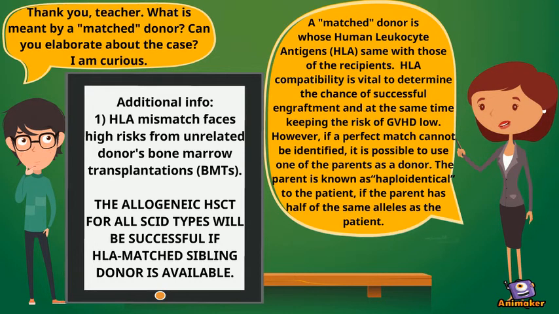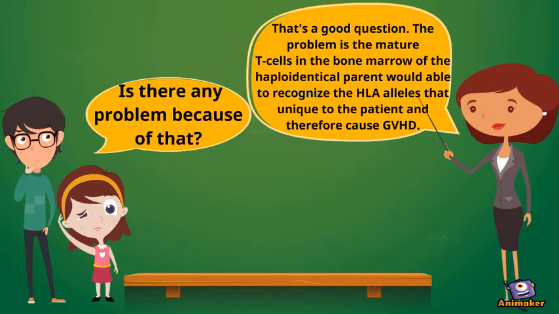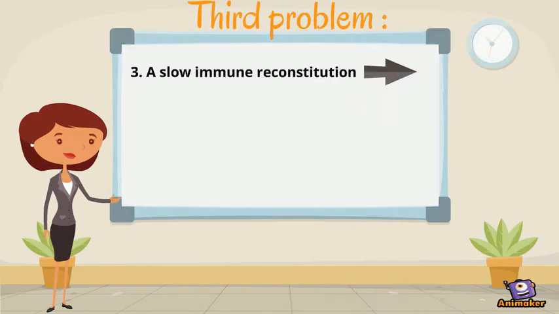However, if a perfect match cannot be identified, a haploidentical donor can be used. The problem is that mature T cells in the bone marrow of the haploidentical parent would be able to recognize HLA alleles unique to the patient and cause GVHD.